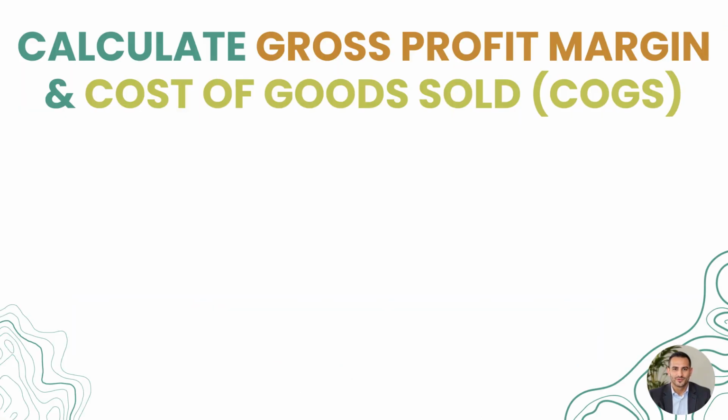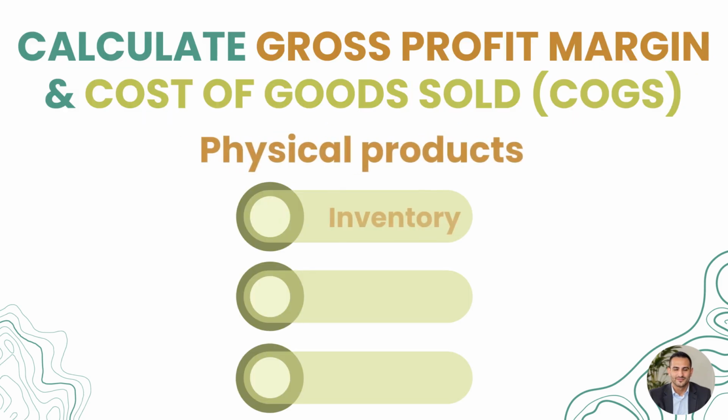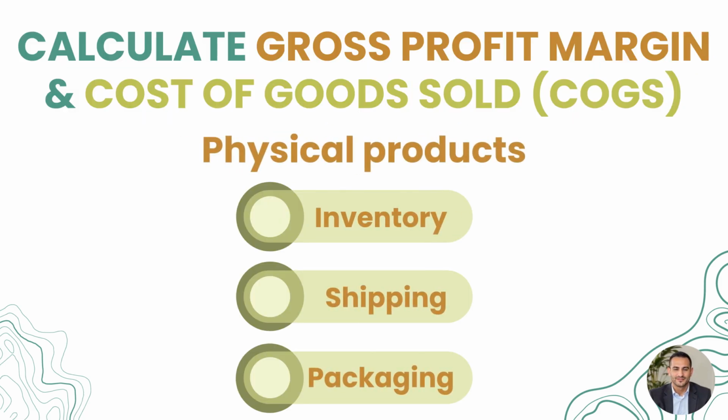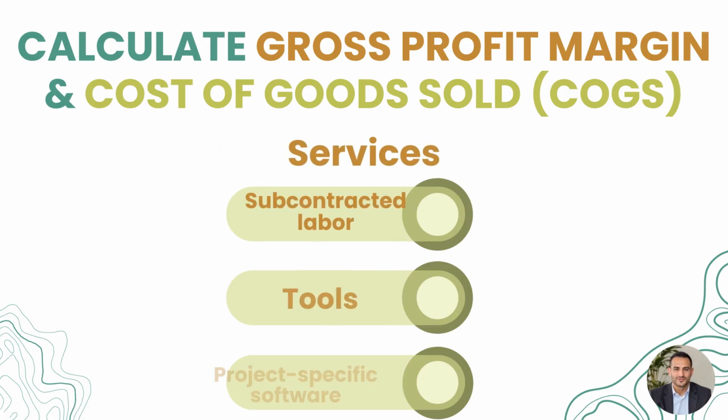Calculate gross profit margin and cost of goods sold, also known as COGS. Next, let's talk about your cost of goods sold, or COGS, and how it connects to your budget. If you're selling physical products, this includes things like materials, inventory purchases, and packaging. For service businesses, it might be subcontractor payments, project-specific software, or tools used directly on a job. Implementation of COGS into your budget usually comes in the following steps.